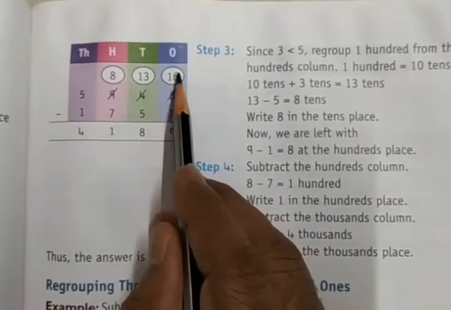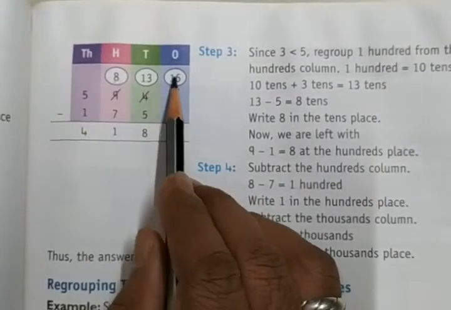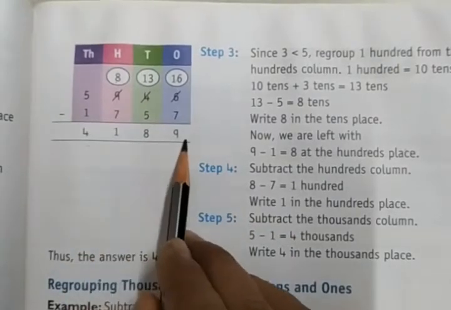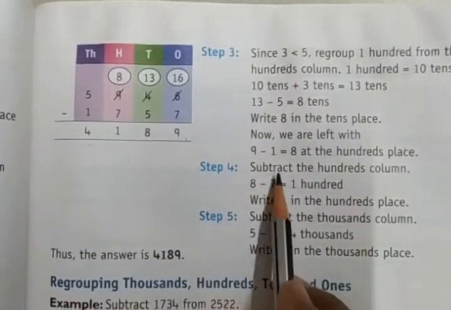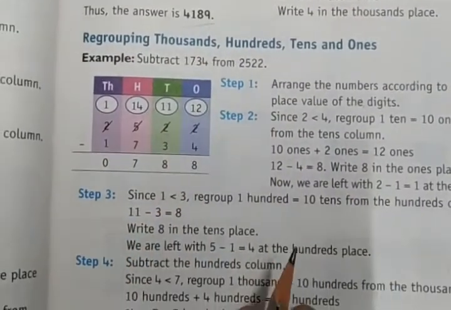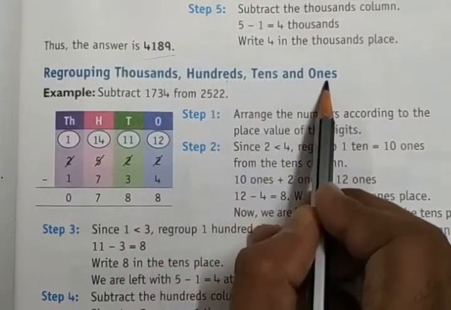So first what we did: ones, tens, hundreds. Regrouping ones, tens and hundreds. So this is 4189. The second step, third step and fourth step. So the answer is 4189. Then regrouping thousands, hundreds, tens and ones.